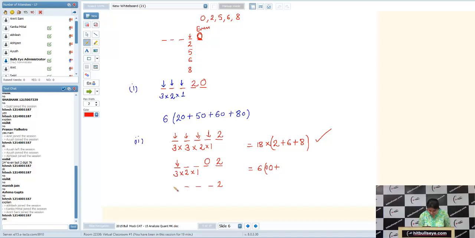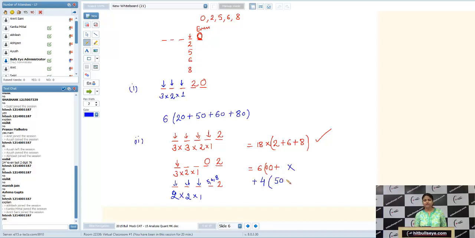Similarly, if we take any number except 0, we can take 5, 6, 8. How many such numbers are there? For the first place, how many choices? There are 2 choices, because 0 cannot come here. For this place, 2 choices. For this place, 1 choice. That's why there will be 4 numbers. The 0 case gives you nothing, 6 into 0. There are 4 numbers where the tens place will be 5.